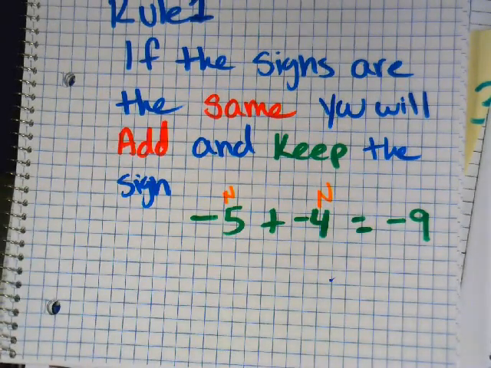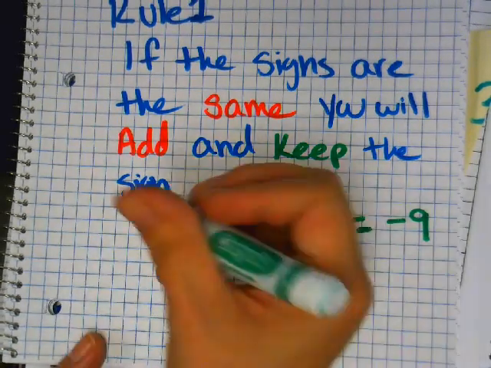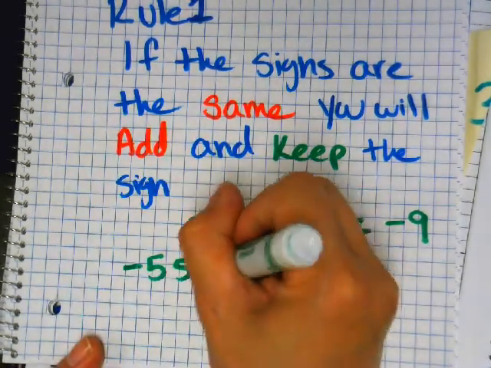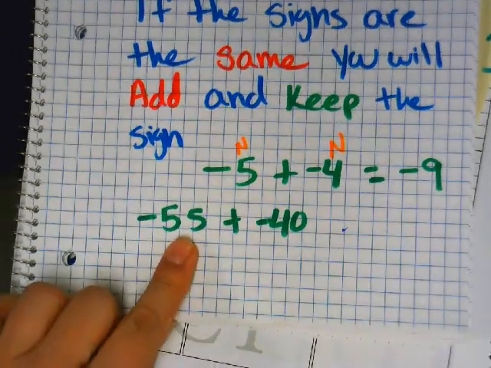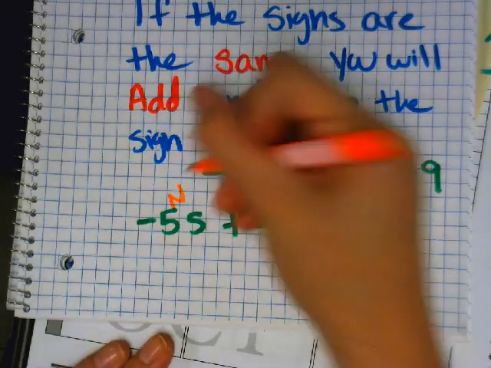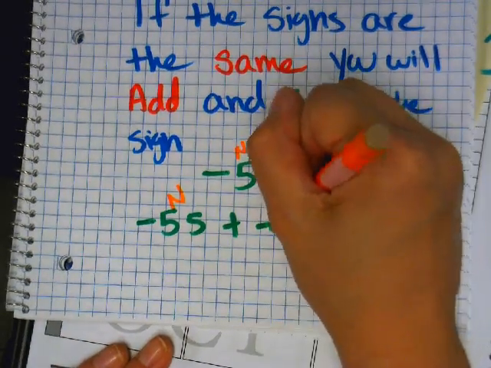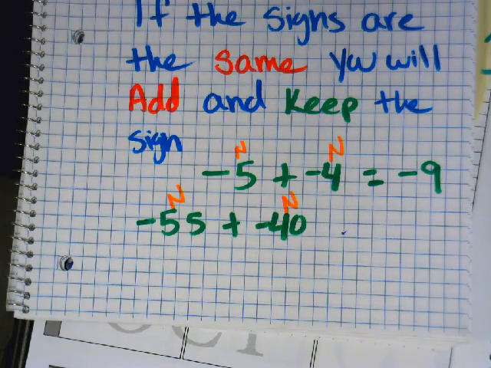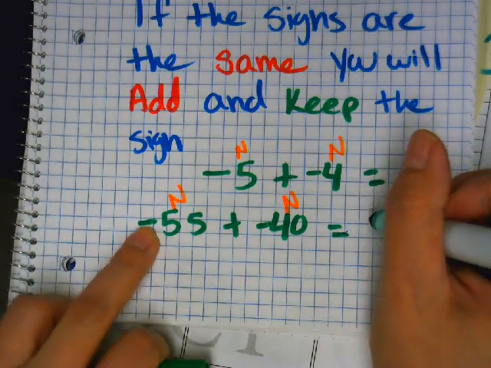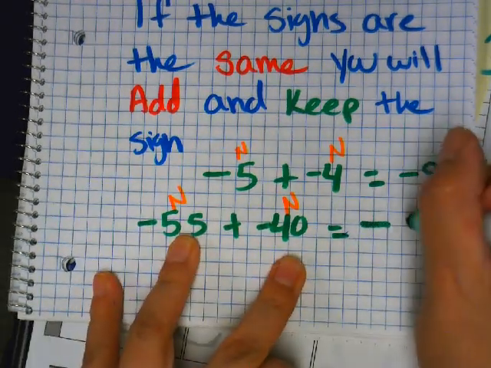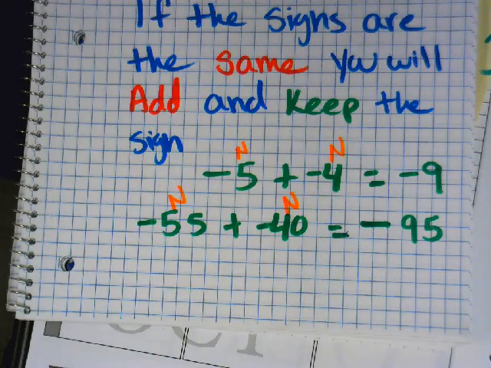Okay, now what if I give you bigger numbers? Negative 55 plus negative 40. What kind of number is the first number? Negative. What kind of number is the second number? A negative. So they're both negatives, right? So if they're both negatives, you're going to add them. So go ahead and add. And then you keep the sign. So I keep the negative sign. I add these 2 and I get? 95. Negative 95. So this is when the signs are the same.